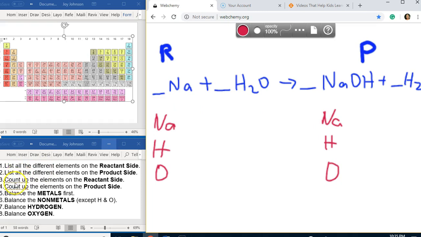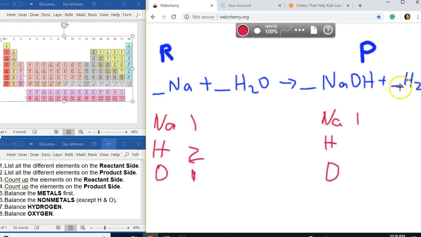Now, step number three, count up the elements on the reactant side. In this case, we have Na is 1, and then hydrogen, H2, so we have 2 hydrogens in the reactant side. And then we have 1 oxygen. On the other side, we have, again, 1 sodium. Hydrogen, we have 1, 2, and 3.